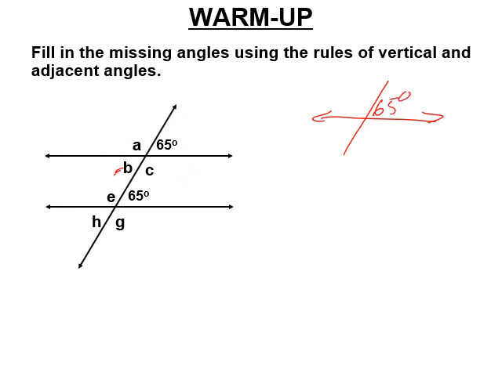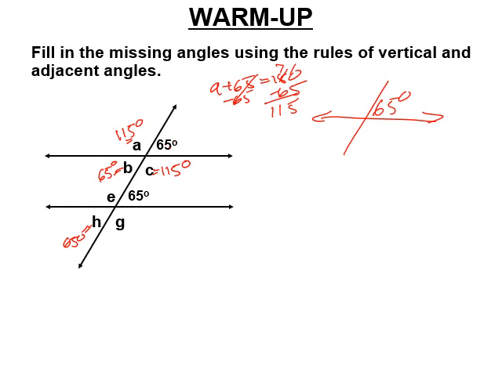So the top B is a vertical angle to the 65. Vertical angles are congruent, the same. A is a linear pair along a straight line there. Linear pairs or supplementary angles add up to 180. So we'll subtract 65 from 180 and we get 115. So A is 115 and C must also be 115 because it's a linear pair with the 65 and it's vertical to A.